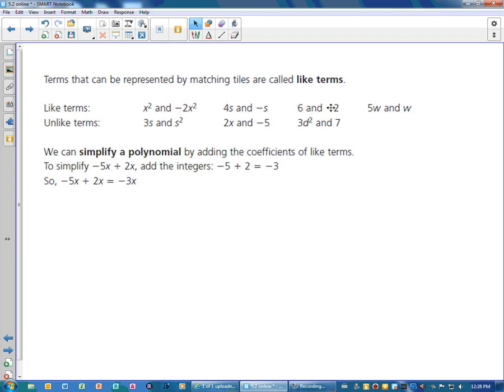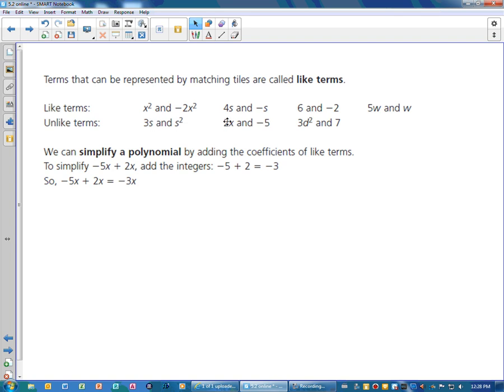They have no variables, so they are like terms. And 5w and w are like terms. Unlike terms, an example would be 3s and s squared. I know they both have s's, but this one has 2 and this one only has 1. This one has an exponent of 2 and this one's only 1, so you couldn't group them.